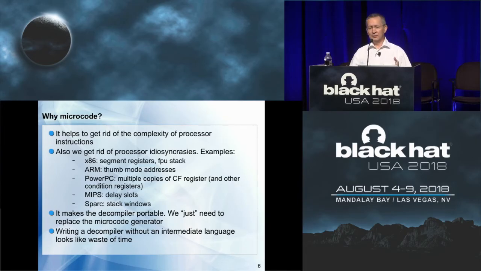The microcode makes the decompiler portable. We can say that we just need to replace the microcode generator and we get a decompiler for a new processor. But of course, the devil is in the details, and when I say just, it's in quotes. Anyway, overall, a decompiler without an intermediate language looks like a waste of time to me, because once you finish your decompiler, which never happens, you will have to redo everything for another processor. And we don't want to support only one processor, because there are many of them that are very popular.